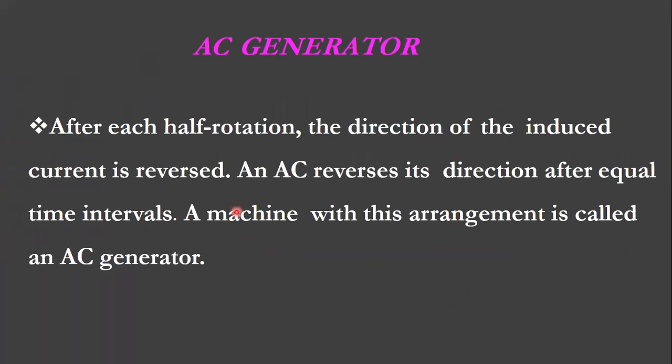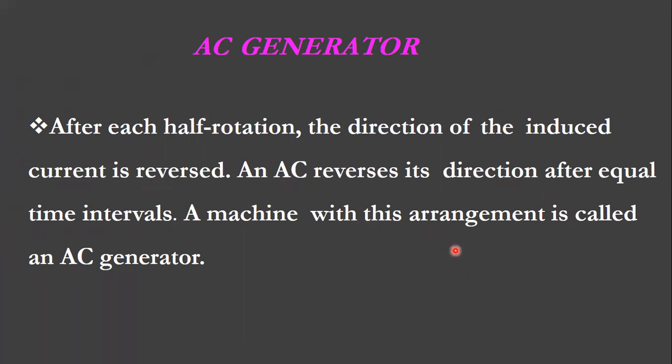The AC generator. See children, after each half rotation, the direction of the induced current is reversed. It means first the current was flowing in the rectangular coil in the direction ABCD. Next, the direction of the induced current is reversed. It means the current starts flowing from DCBA, and an AC reverses its direction after equal intervals.